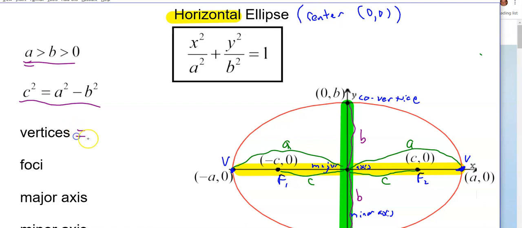The vertices are located, again, this is when the center is at 0, 0. These formulas are subject to change, but I'm going to write them both at the same time. So this would be plus or minus a, 0. So (a, 0) and (negative a, 0). You can see that's where those vertices are located.